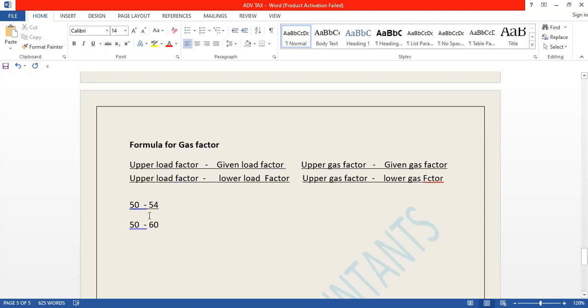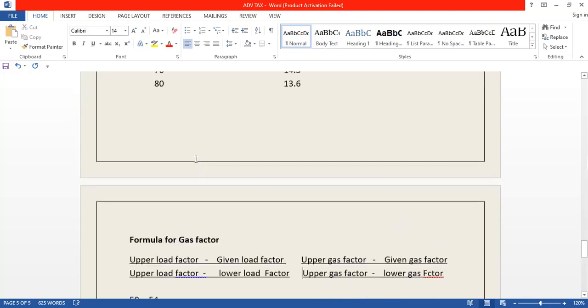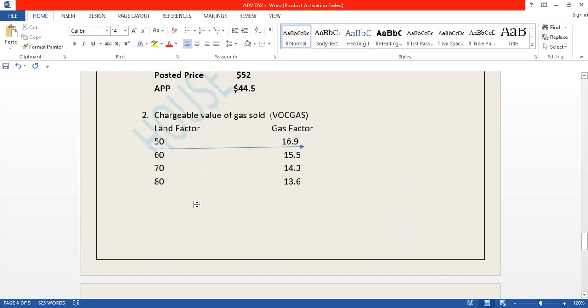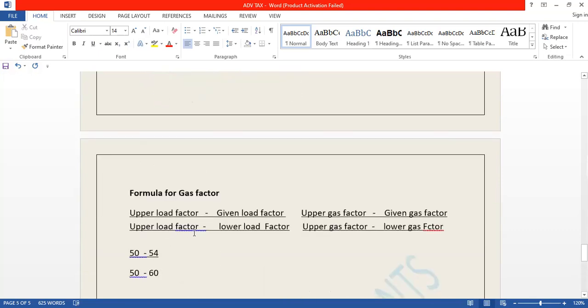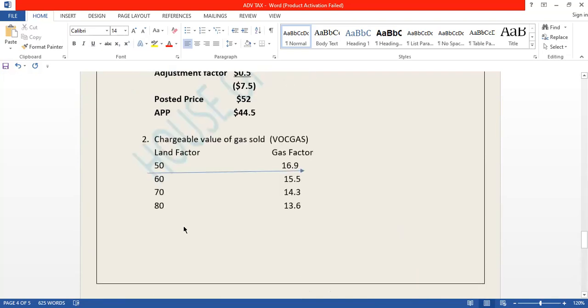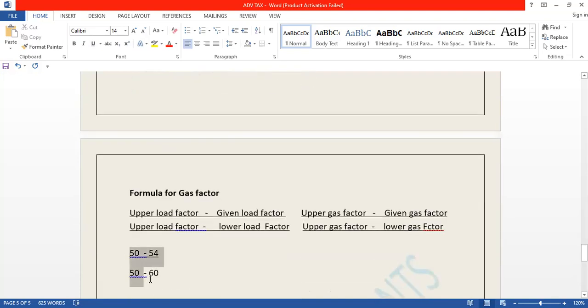Now I will re-explain what I've done. Based on this formula now, the upper load factor is 50. Then the upper load factor again divided by upper load factor is the same thing as 50, which is this. Let me close the gap.